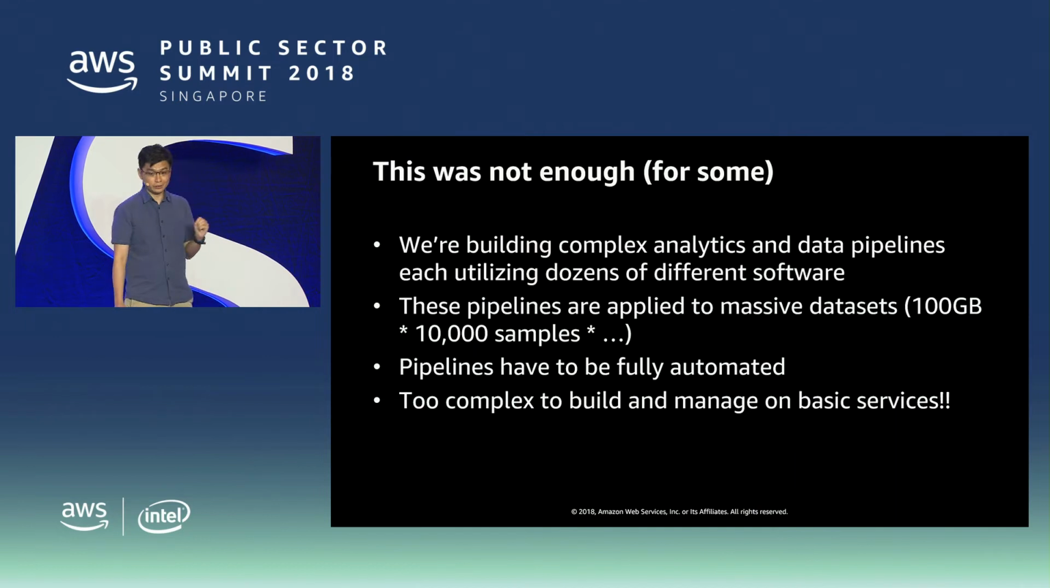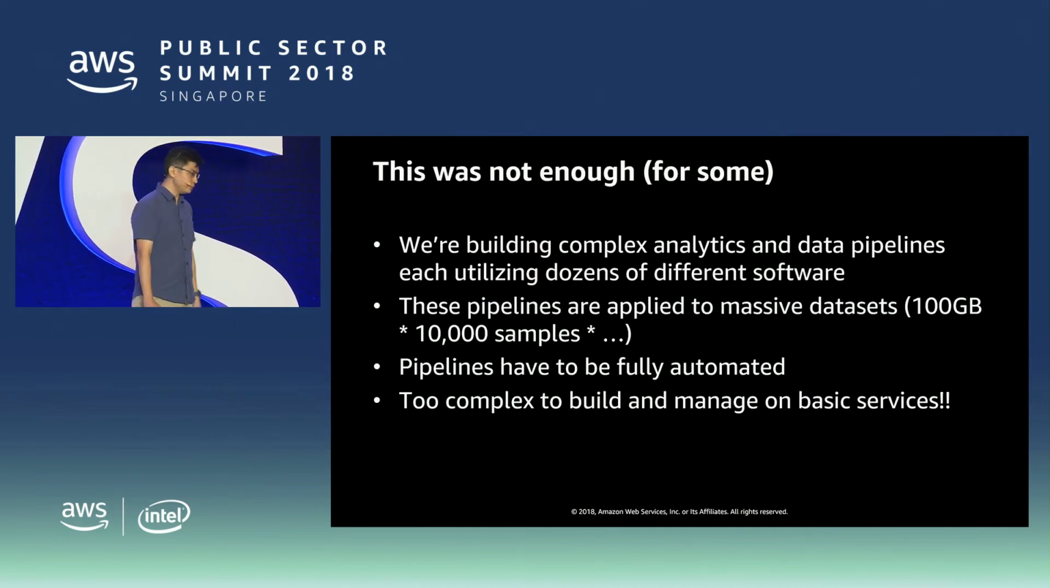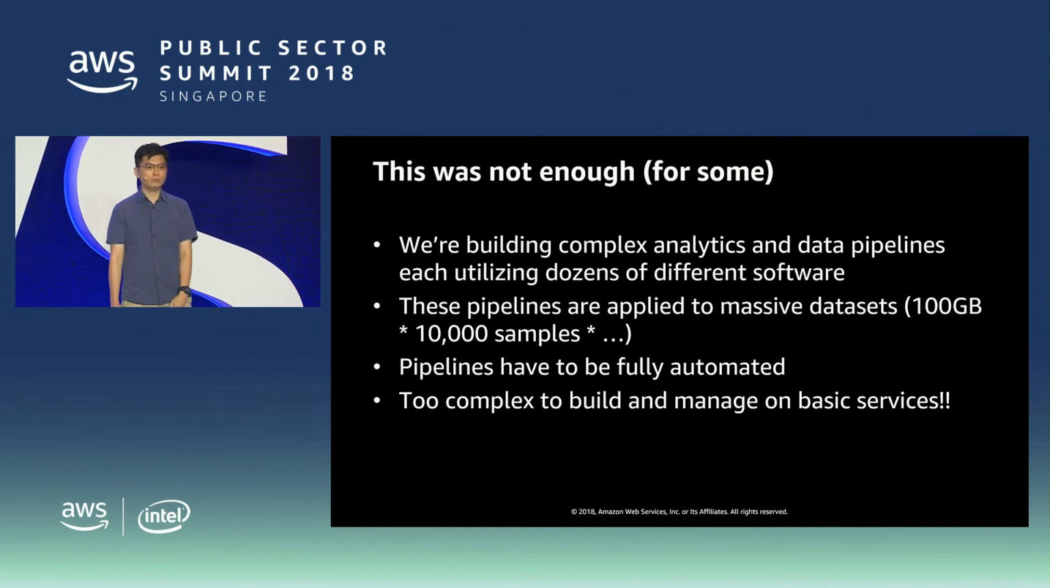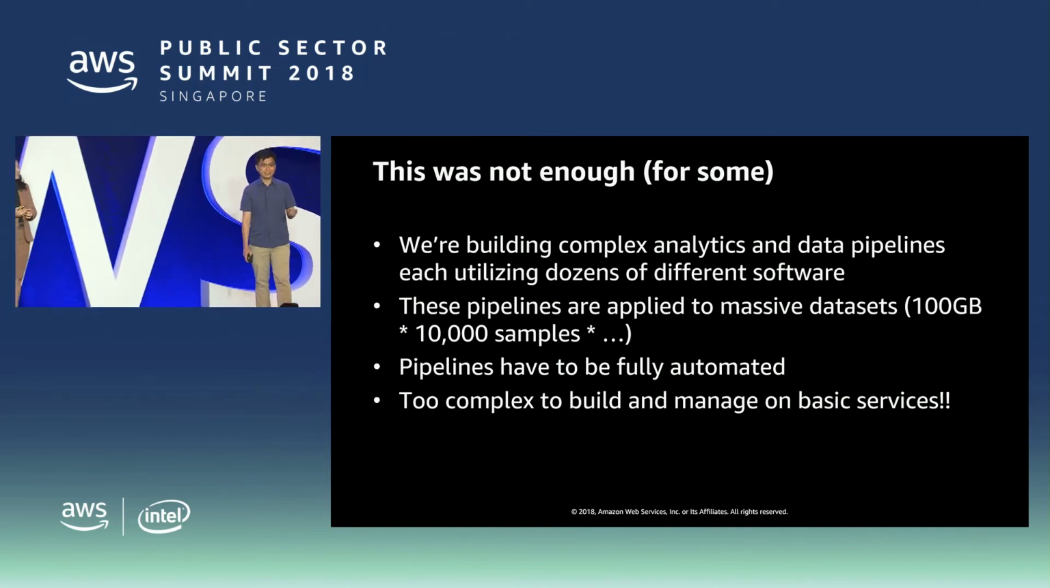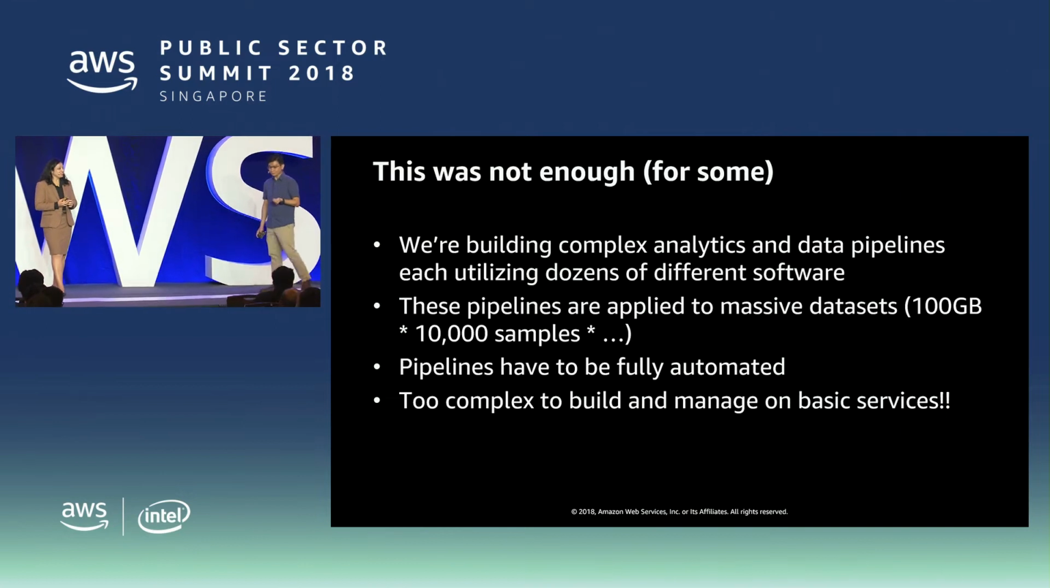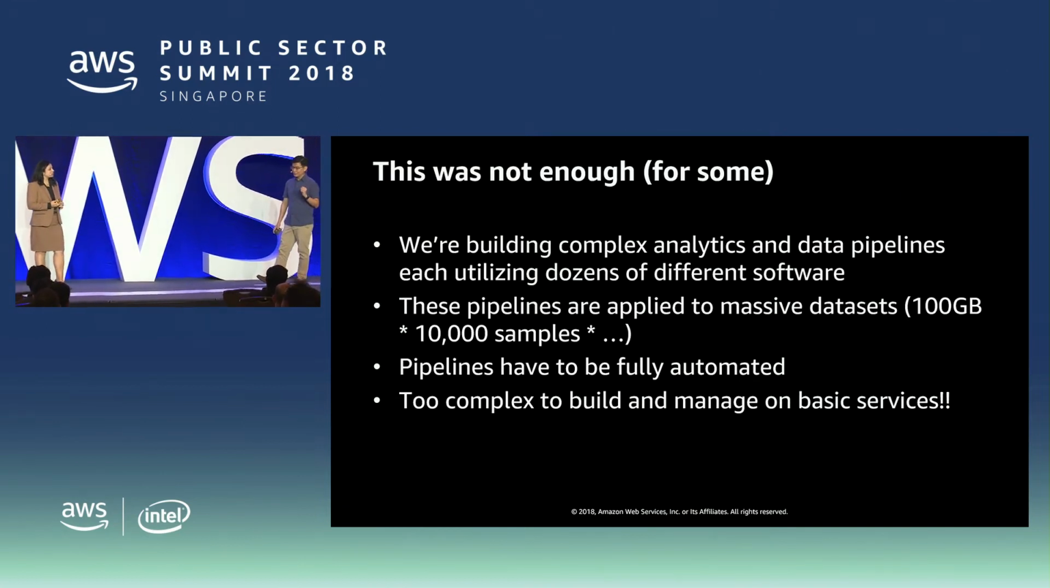It's not made-up numbers. Each of them has an input size of 100 gig, multiplied by 10,000 samples, multiplied by the number of analytics that we want to run. So you do the math. That's big. And of course, given this size, it has to be automated. I can't click 10,000 times, right? I can't keep track of 10,000 pipelines. So as you imagine, it's complex.